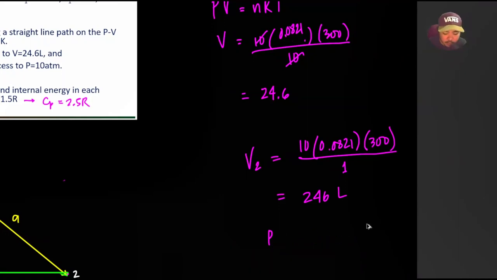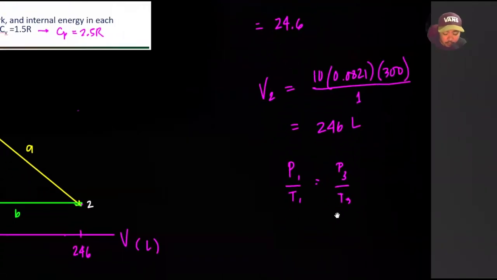T pala yung hinahanap natin. So we can do P1 over T1 is equal to P3 over T3. Tama? We can do this. Or pwede rin i-solve nyo lang P3 V3 is equal to NRT3. Pwede din naman. So you can do either way, no? It should give you the same equation.